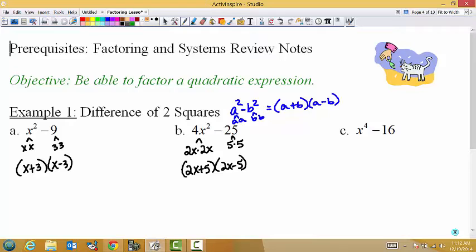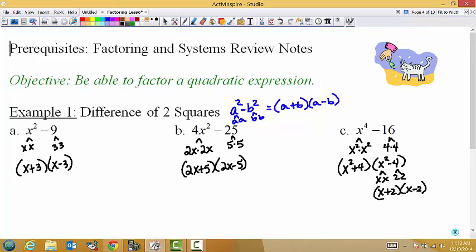X to the fourth minus 16. X to the fourth is x squared times x squared. 16 is 4 times 4. So it's x squared plus 4 and x squared minus 4. But if you look at x squared minus 4, that's a difference of two squares too. That one factors into x and 2 and 2, which is x plus 2 and x minus 2. Now, if you look at the plus, it cannot keep going. There is no sum of two squares rule, so you just bring it straight down.